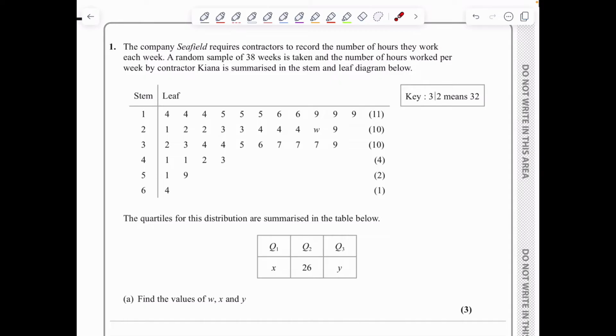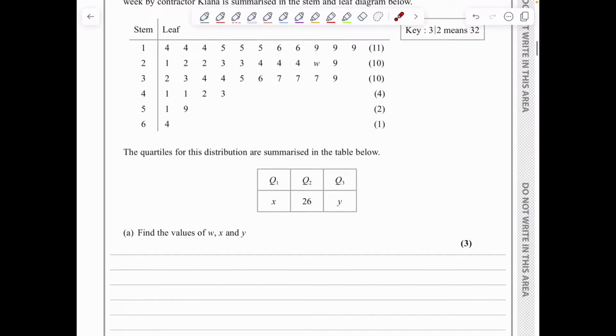In question 1, we've got a stem and leaf diagram showing the number of hours worked per week by contractor Kiana for 38 weeks. We've got the quartiles of the distribution shown here, and we need to determine the values of W, X, and Y, where W is a value within the stem and leaf diagram. I will start with the lower quartile Q1.